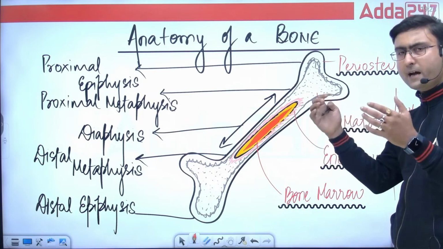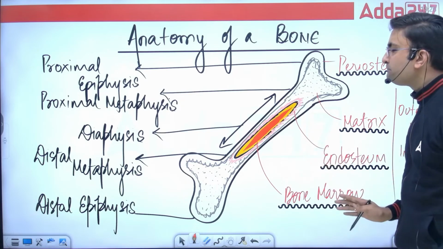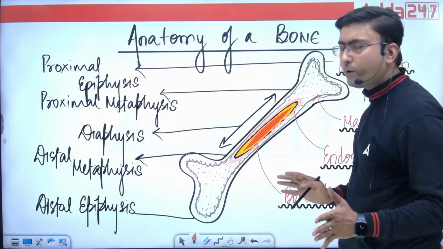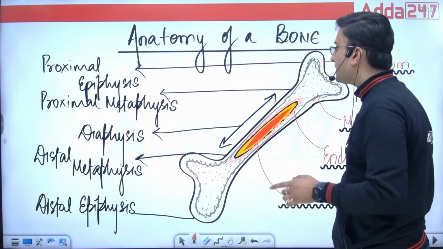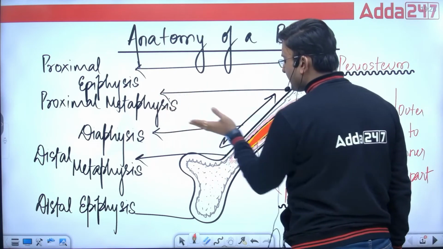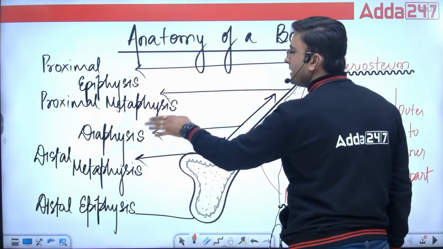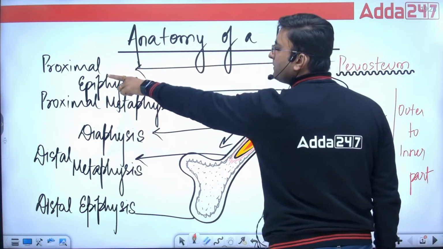Red bone marrow के बाहर की तरफ yellow bone marrow होती है on the proximities. तो ये bone marrow मैंने आपको दिखा दिया. Regions के हिसाब से अगर आपसे कोई पूछे, the upper part is called proximal part, the lower part is called distal part. Now the head region is called epiphysis, the neck region is called metaphysis, and the middle part is called diaphysis. Since this is the upper epiphyseal part, that is why it is called proximal epiphysis.